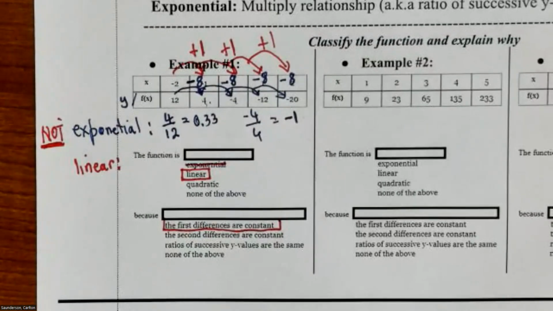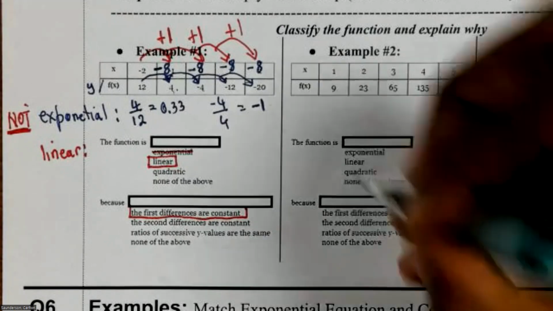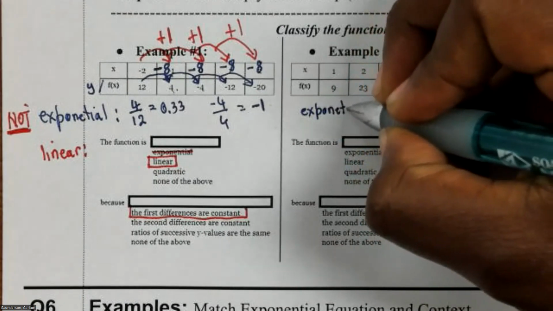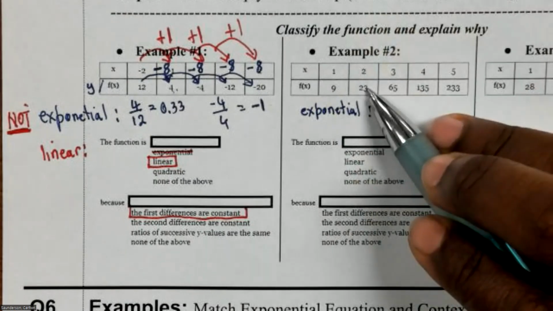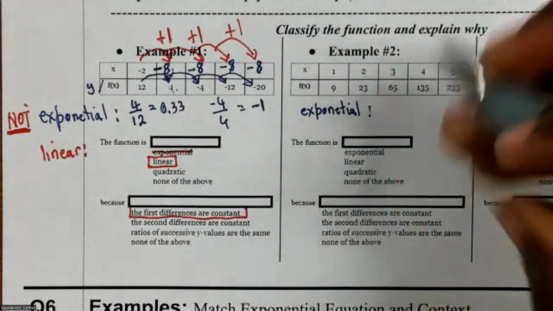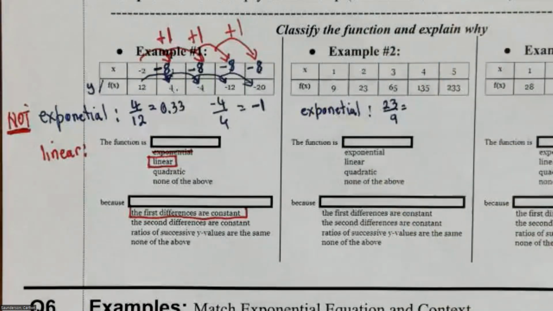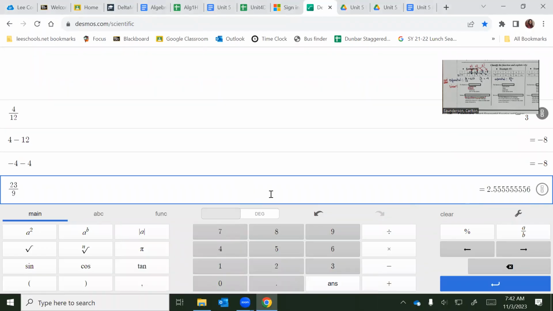Now let's try to do the next one. Firstly, we're going to test if it's exponential. Always test if it's exponential first. To test if it's exponential, we're going to have to divide the numbers. We do this number divided by the number that came before. So 23 divided by 9. If I put that in my calculator, 23 divided by 9, I got 2.55.